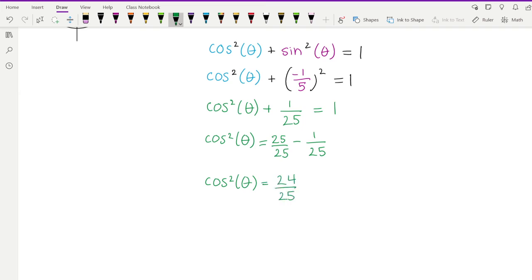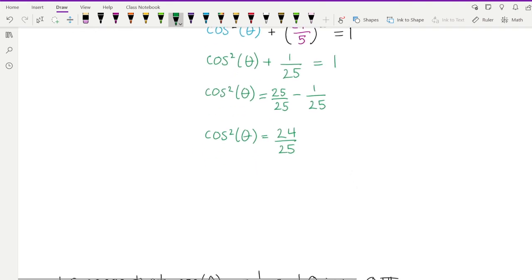But we're not done. We still need to find cosine, right? This is cosine squared. So what we want to do is take the square root of both sides. Remember that when you take the square root of both sides, you have either a plus or a minus of the square root of the right-hand side. So it's going to be plus or minus the square root of 24/25. Because basically when you square a number, it always becomes positive, so you can't tell whether the original number was positive or negative. In this case, we cannot determine yet whether cosine itself was positive or negative.